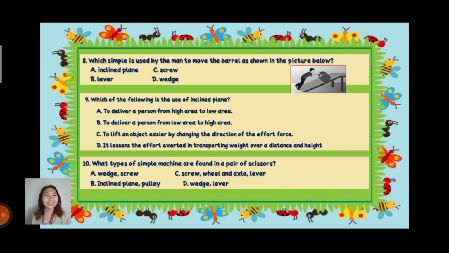For number 10, what types of simple machine are found in a pair of scissors? A, wedge and screw. B, inclined plane and pulley. Letter C, screw, wheel and axle, and lever. Letter D, wedge and lever. So, asa ninyo ipasa ang inyong answer? Inyong picturan ug adto isend sa ako ang messenger. Okay? Sabtan ba? Very good.